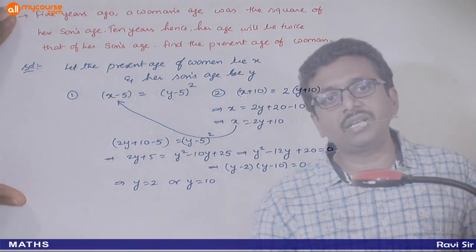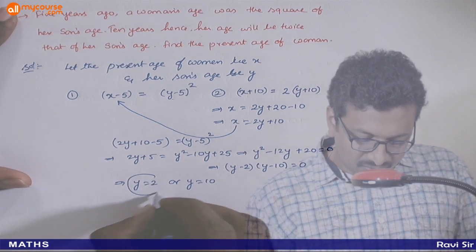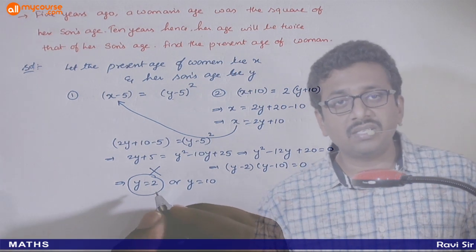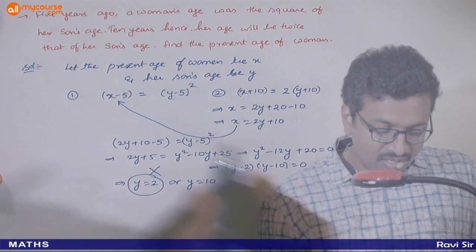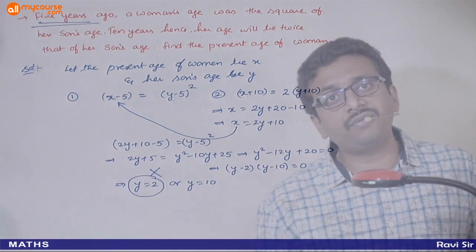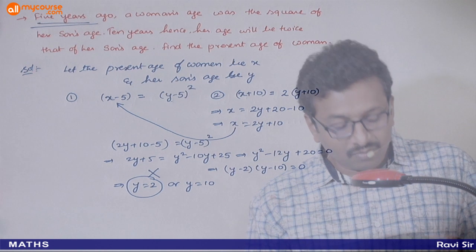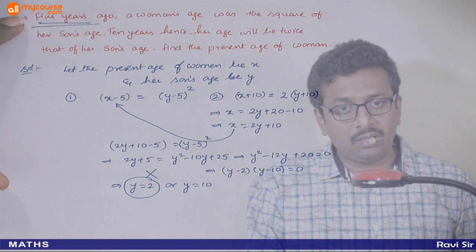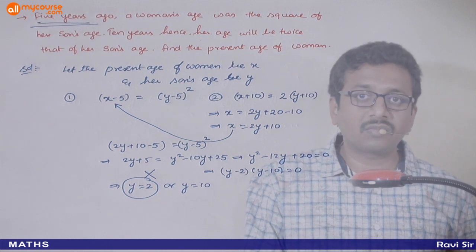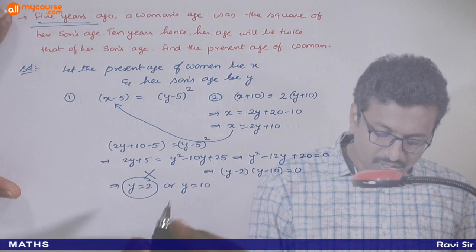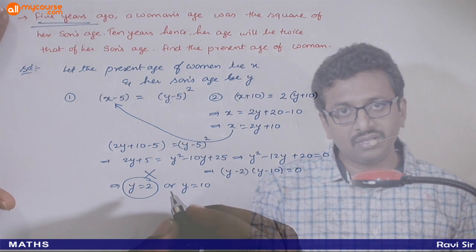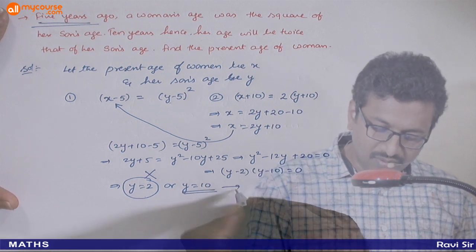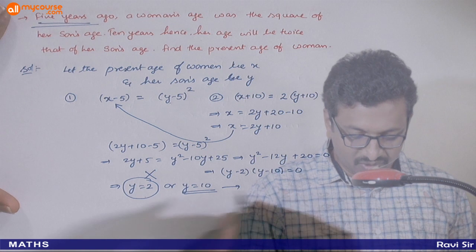But you need to discard the solution Y is equal to 2, because if the age is 2, there is no question of going 5 years back. If the present age is 2 years, then 5 years ago the son did not exist. So Y should be at least 5. So Y equal to 2 is discarded. So Y is equal to 10 is the value of Y.